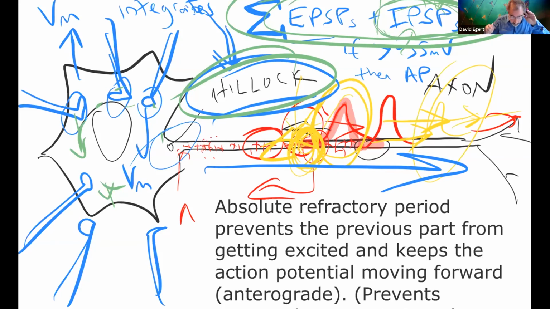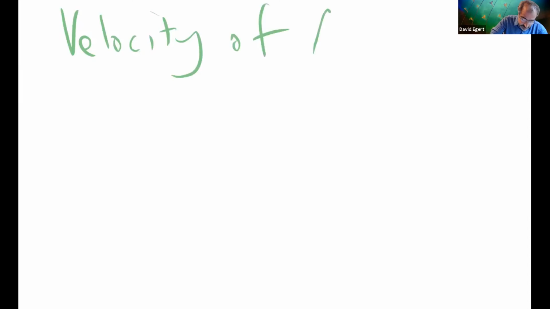So, okay, the last thing we need to talk about is the speed, how fast action potentials send the message down the axon. So, velocity of action potentials. There are a few different things that affect the speed of action potentials.